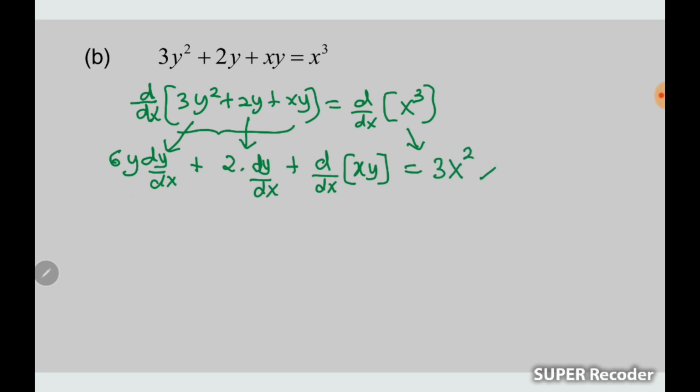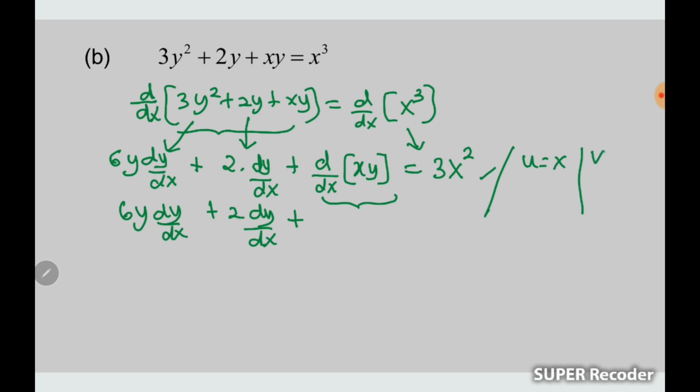Okay, so now we will copy the answer to dy/dx. For this one, we will use the product rule here, where u is x and v equals y. u prime equals differentiate x, 1. v prime is differentiate y. The answer is dy/dx. Every time you differentiate y with respect to x, please take note that the answer is dy/dx.